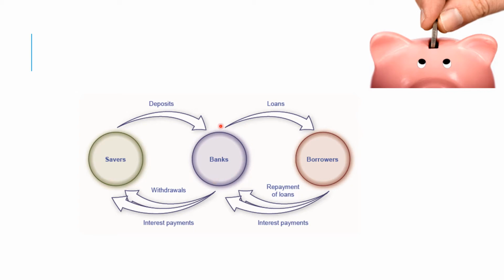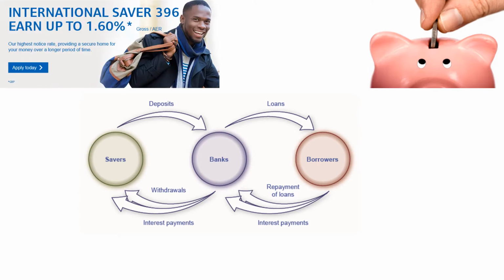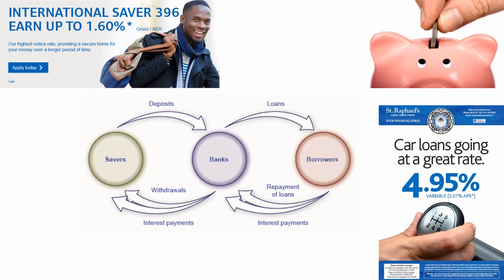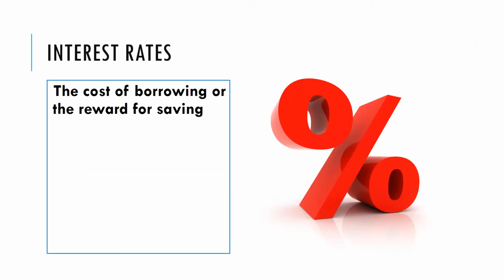The key for a bank is to make sure that the interest they receive from borrowers is greater than the interest they give to savers, and that they manage the timings of the withdrawals and the repayments to make a profit. If you have money in the bank, you are a saver, and you will earn a rate of interest on top of your savings every year. If you are a borrower, you will be asked to pay back what you borrowed plus a percentage, and that is the interest rate. So an interest rate is the cost of borrowing or the reward for saving.